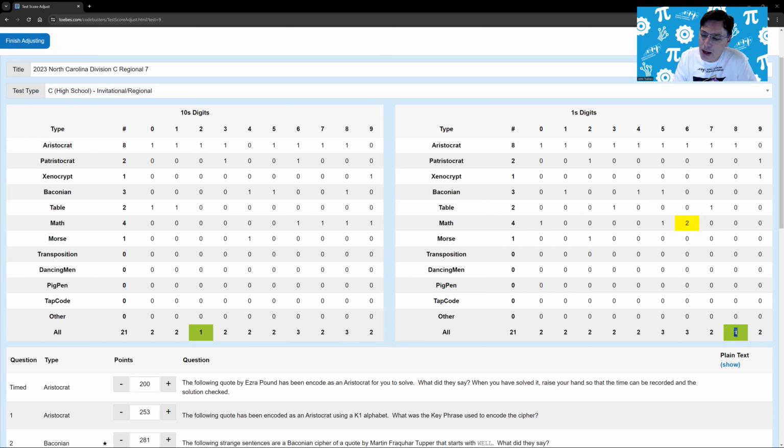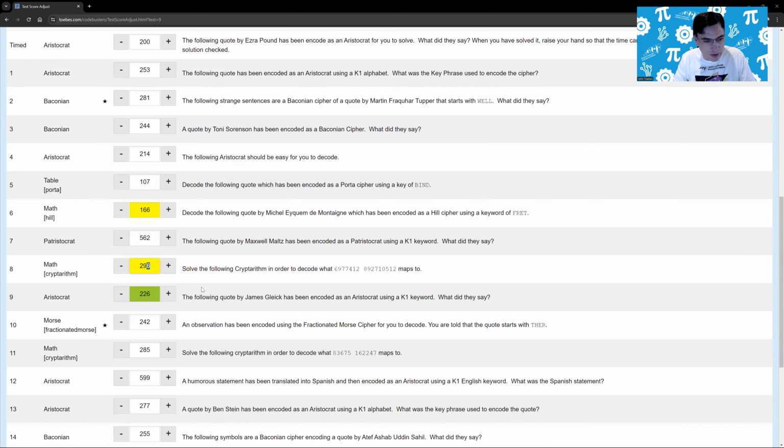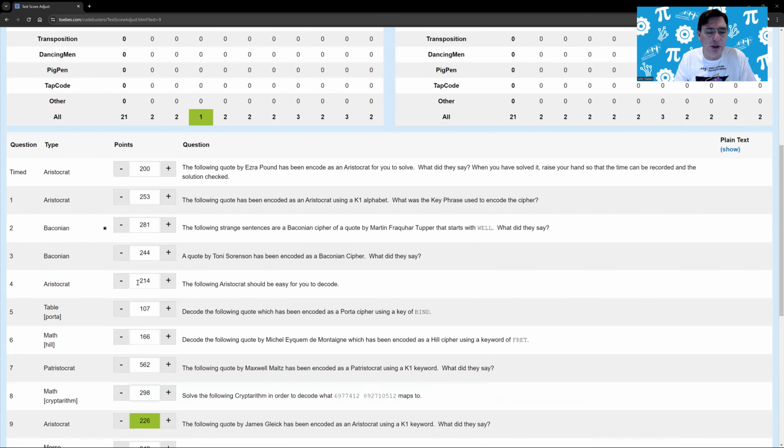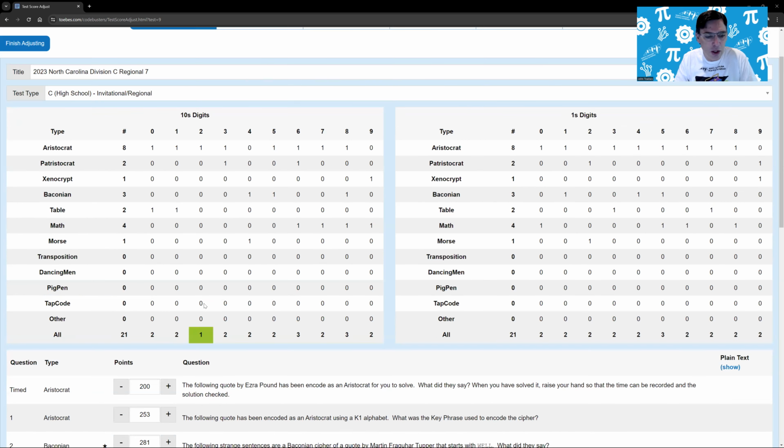And by the way, you'll notice that the yellow colors show up down here. We've got a hill for 166. We got a cryptorhythm for 296. I like to get the people to do the cryptorhythms. So we're going to make that 298. And you'll notice now that all of the points are no longer yellow. We have this one green. Again, the green is good, not something that you have to adjust. It's just here's where your opportunities to go.